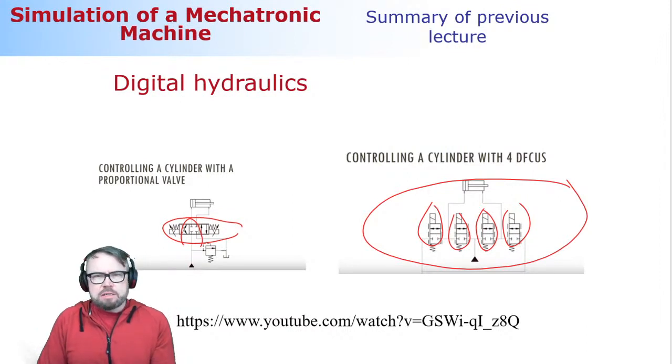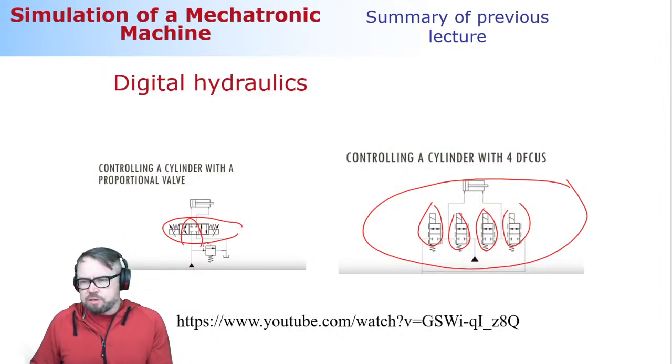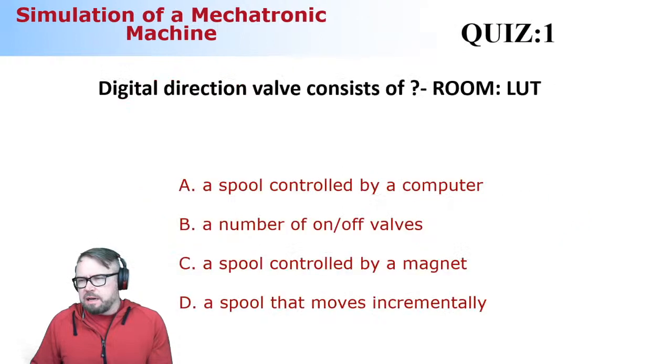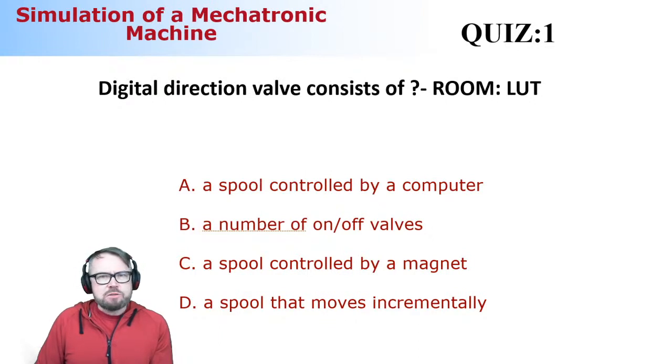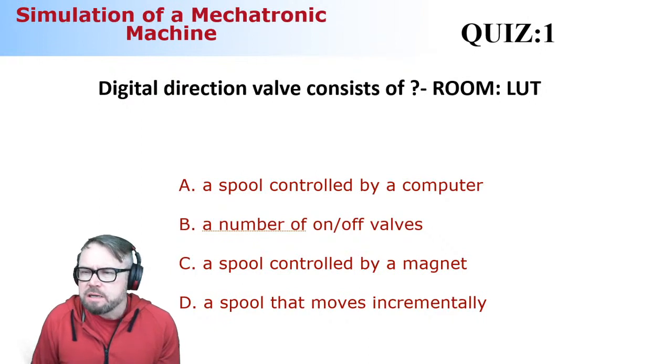Okay. Anyway, let's move on and have the first in-class quiz for today. It's this one. A digital direction valve consists of: a spool controlled by a computer, a number of on-off valves, a spool controlled by a magnet, or a spool that moves incrementally. So which one is correct?